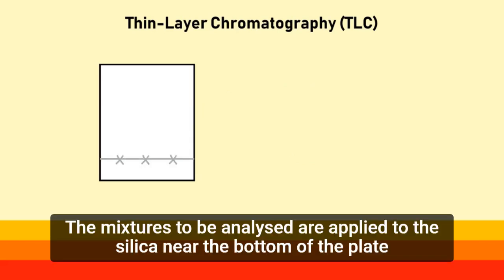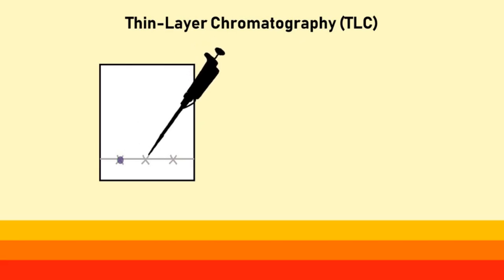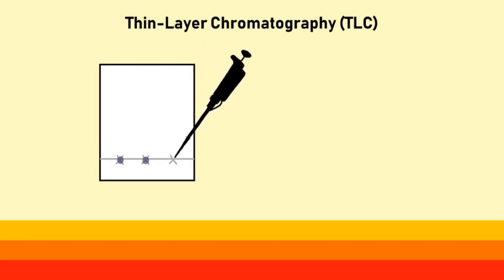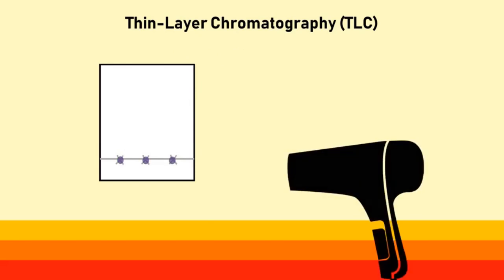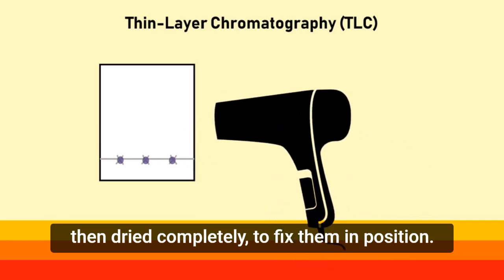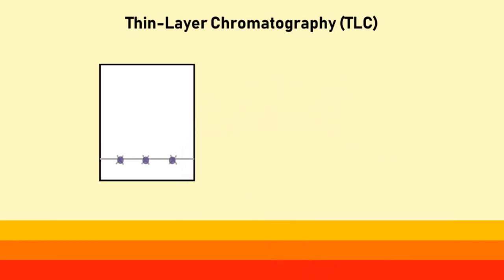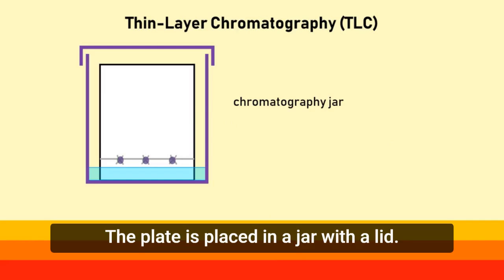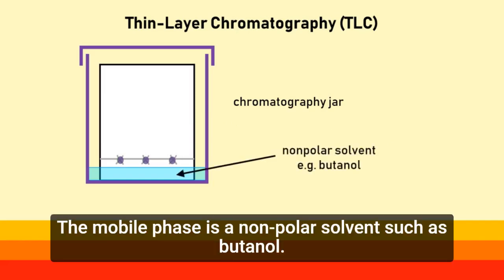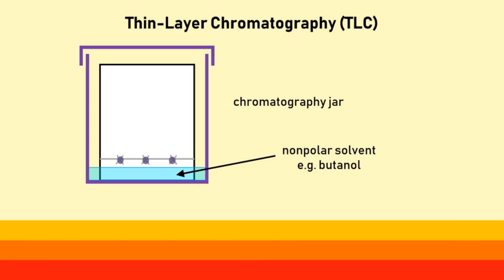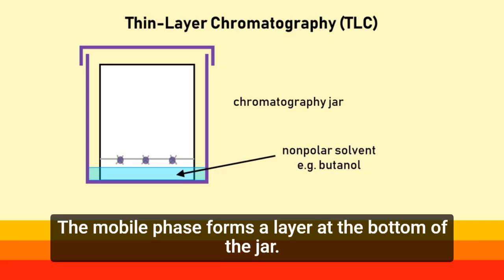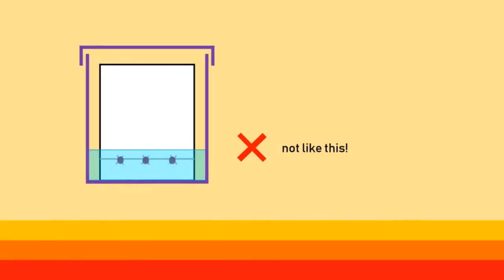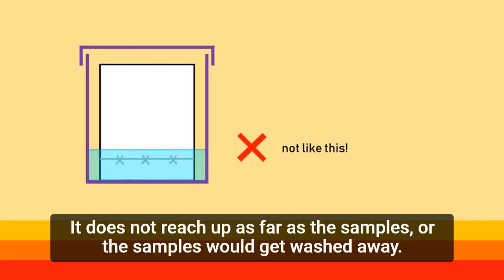The mixtures to be analysed are applied to the silica near the bottom of the plate, then dried completely to fix them in position. The plate is placed in a jar with a lid. The mobile phase is a non-polar solvent such as butanol. The mobile phase forms a layer at the bottom of the jar. It does not reach up as far as the samples, or samples would get washed away.